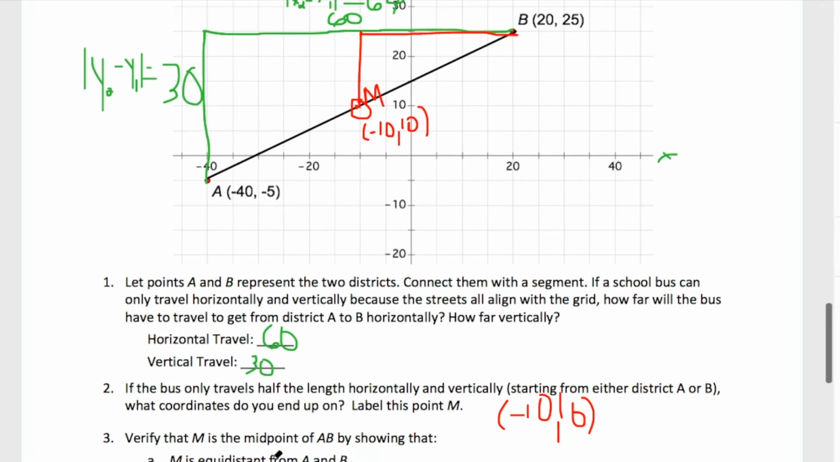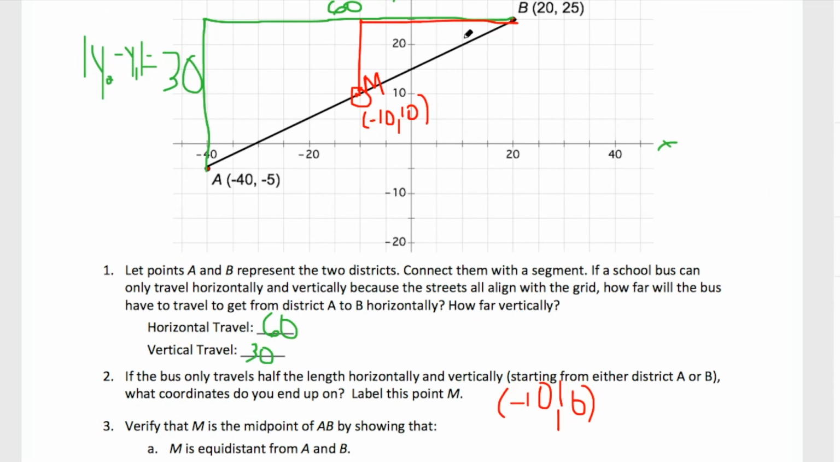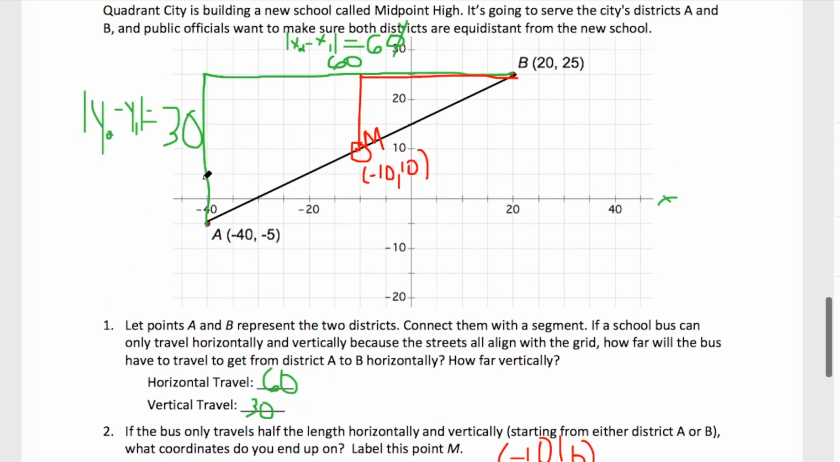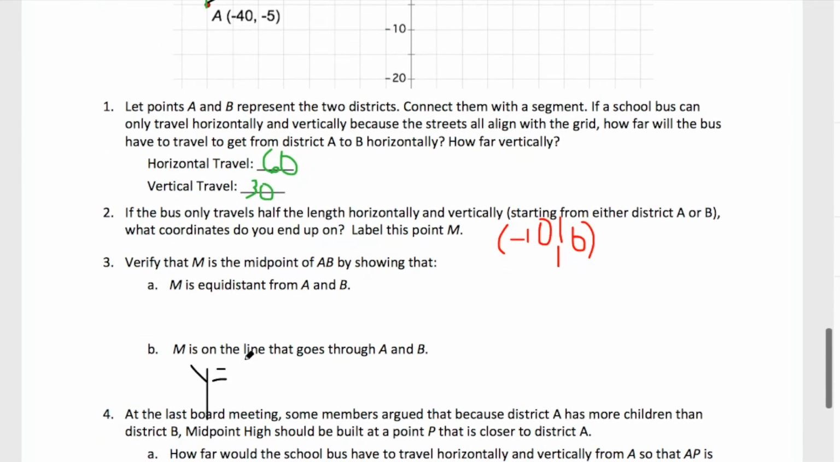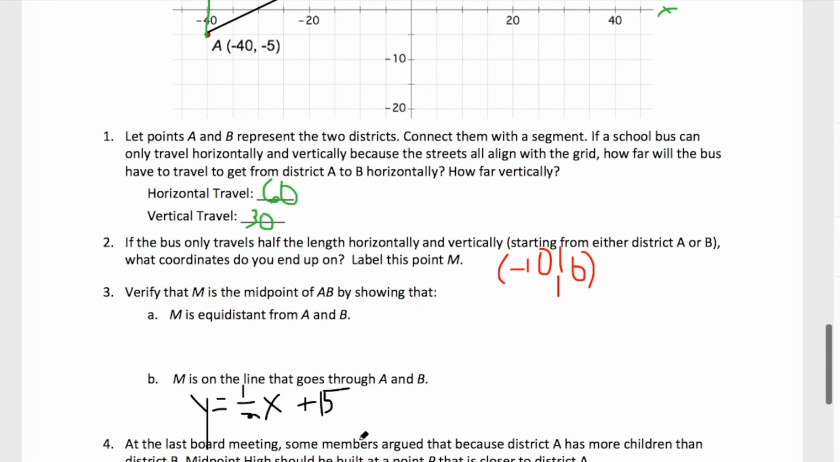Verify that M is the midpoint of AB by showing the 2 things that are required. 1, M is equidistant from A and B, and 2, M is on the line that goes through A and B. For the line that goes through A and B, it's easier to find the equation here because you can do it in slope-intercept form because we can figure out the slope. Slope's going to be 30 over 60, so that's going to be 1/2 x, and then we have a y-intercept at 15.